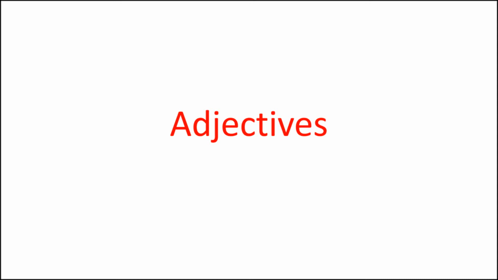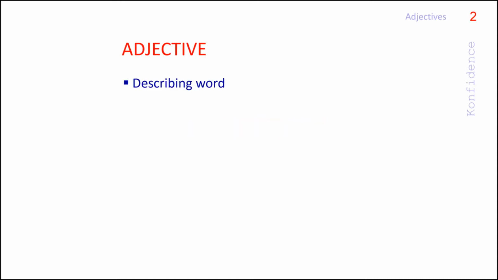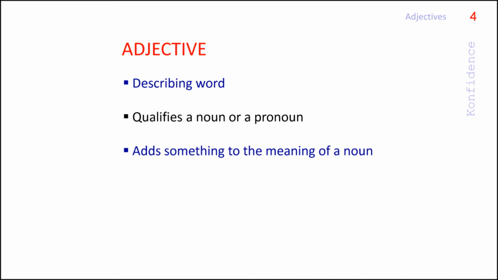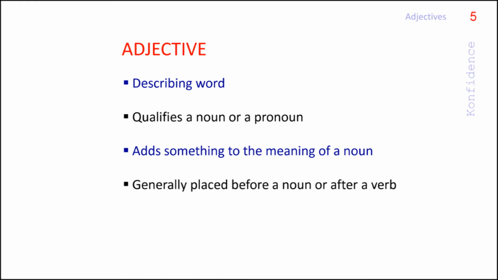What is an adjective? It's a describing word. It qualifies a noun or a pronoun. It adds something to the meaning of a noun. It is generally placed before a noun or after a verb.